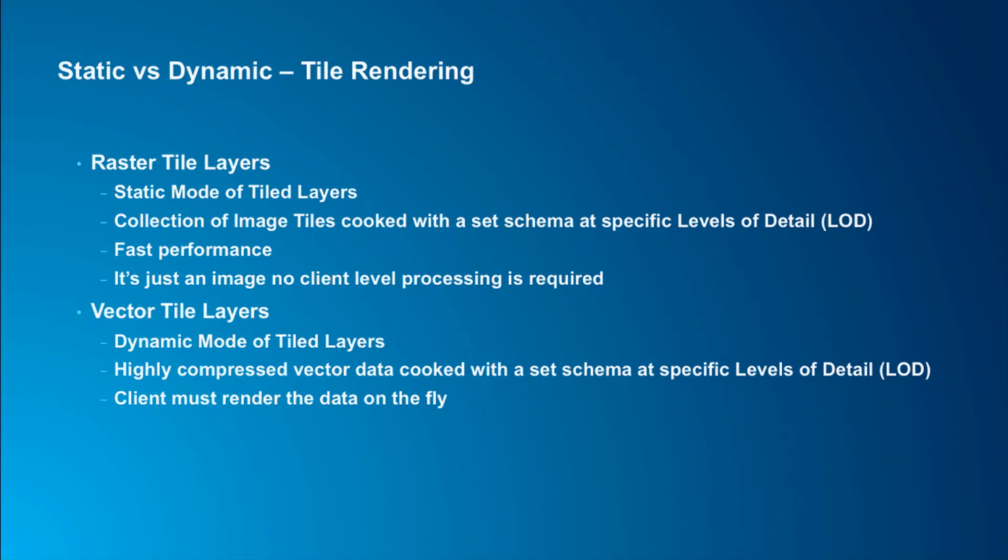So what about static mode? How does this apply to my base maps? How does it apply to tile rendering? You can think of raster tile layers as the static mode of tile layers, right? And raster tile layers are just a collection of tiles that are processed by a desktop or ultimately pushed off to a server. You can get a collection of those tiles in a form of a TPK, and they perform extremely fast because all it is an image that we just grab and we push it to the GPU. We don't even have to do any processing on the client side to render tiles.